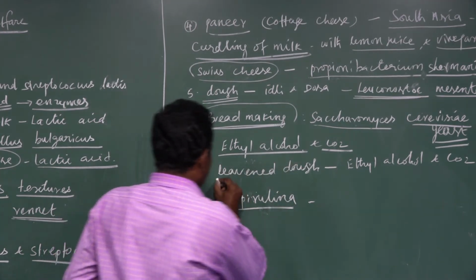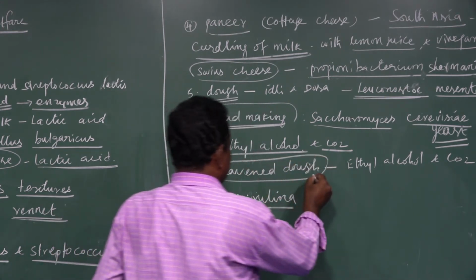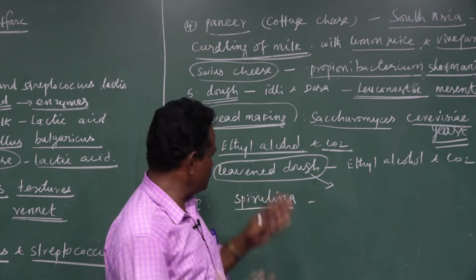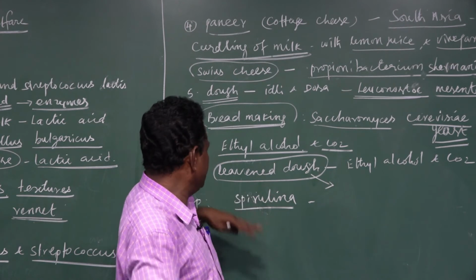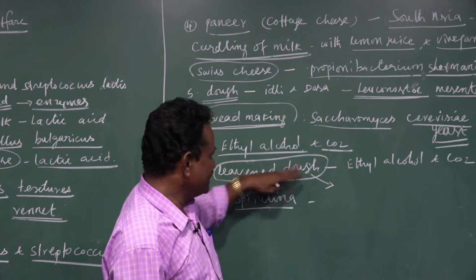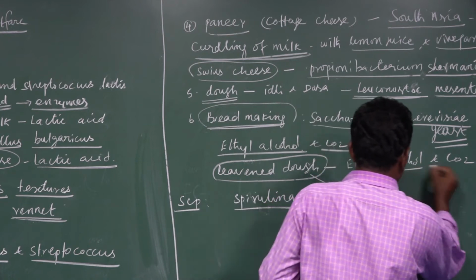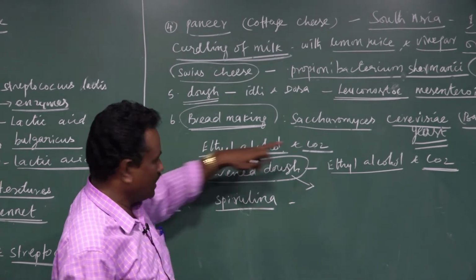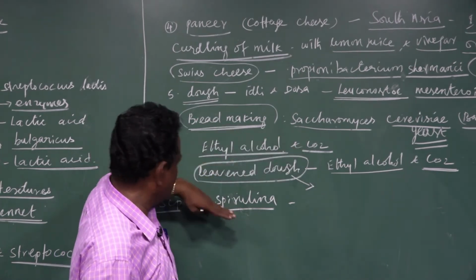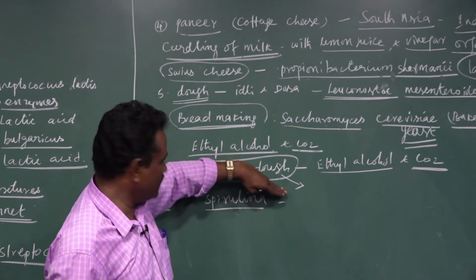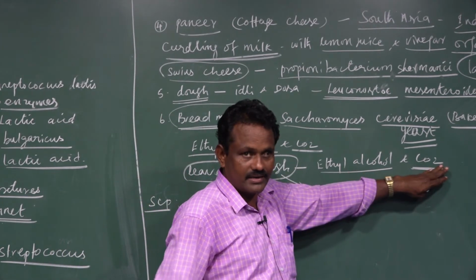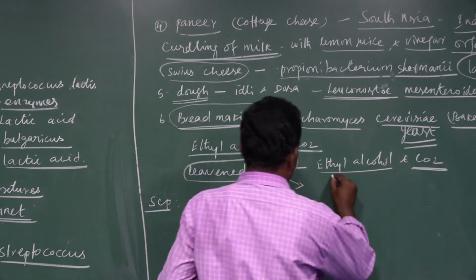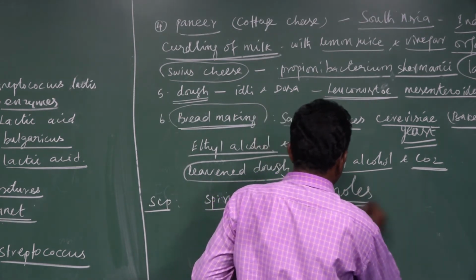When this leavened dough is baked, in the sense when it is cooked using more heat, it releases ethyl alcohol and also carbon dioxide. Of course, when the dough is prepared, ethyl alcohol and carbon dioxide are produced and present in the leavened dough. When the leavened dough is baked, this ethyl alcohol and carbon dioxide evaporate.